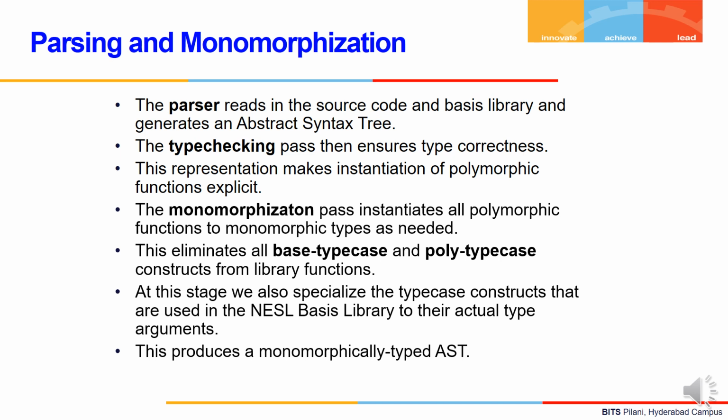Next we have the monomorphization pass. This instantiates all polymorphic functions to monomorphic types as needed, hence eliminating all base type case and poly type case constructs from library functions. We do this by specializing the type case constructs that are used in the NESL basis library to the actual type arguments. This produces a monomorphically typed AST.